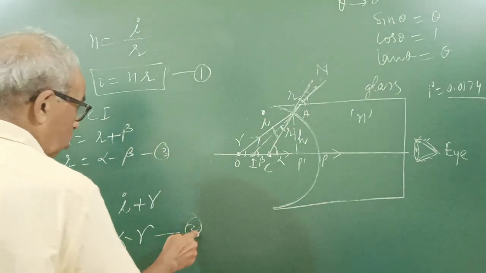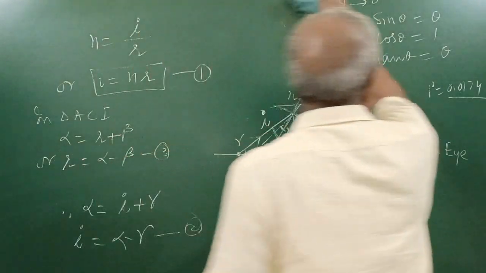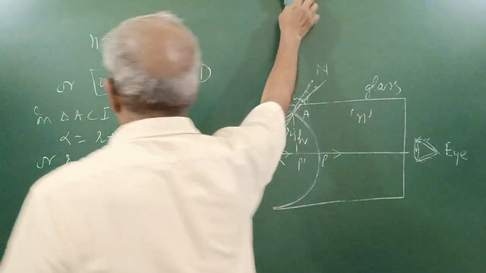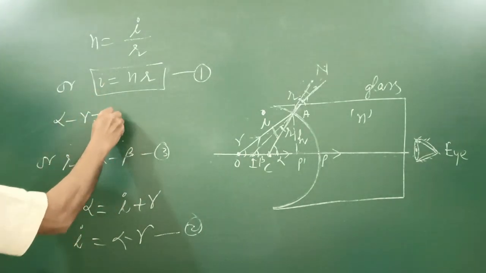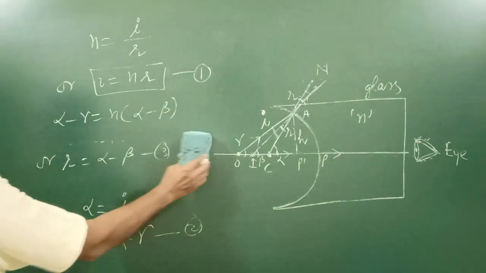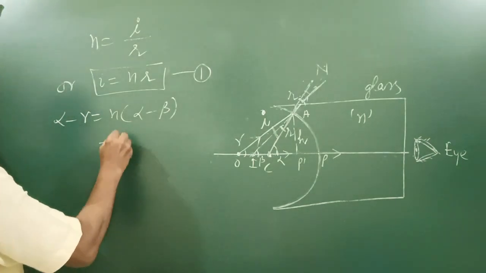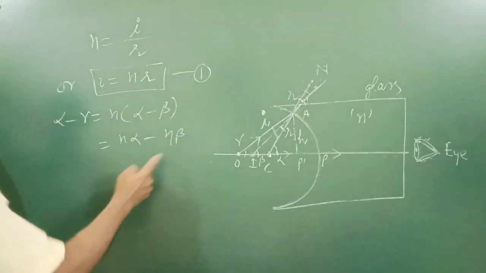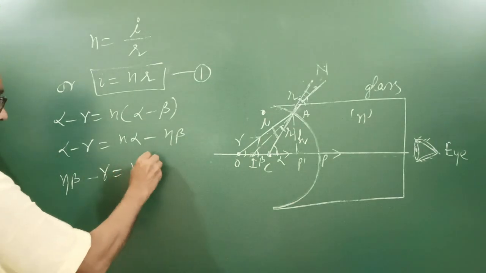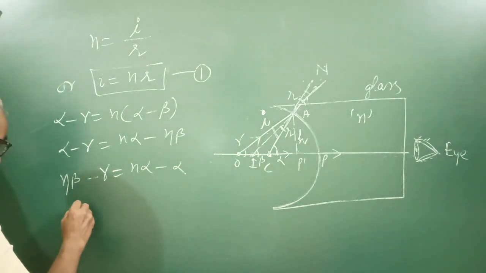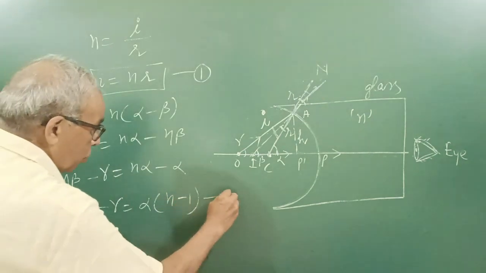Putting 2 and 3 in 1, we will get i equal to alpha minus gamma equal to n into alpha minus beta. It is simple. Alpha minus gamma is n alpha minus n beta. We can rewrite it as n beta minus gamma is equal to n alpha minus alpha, or n beta minus gamma is equal to alpha into n minus 1. Equation 4.